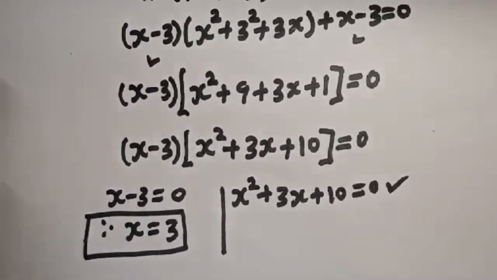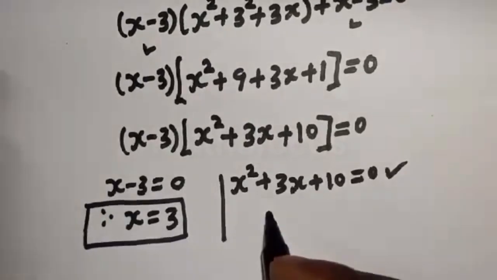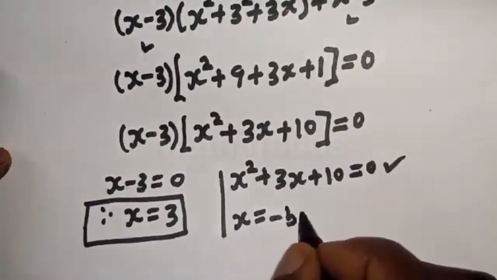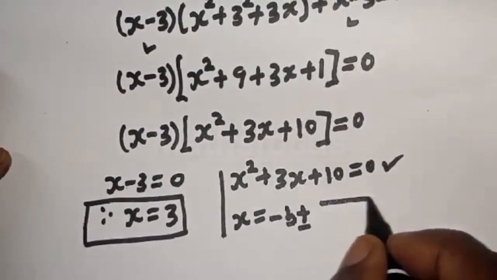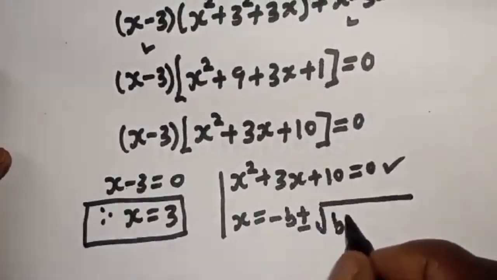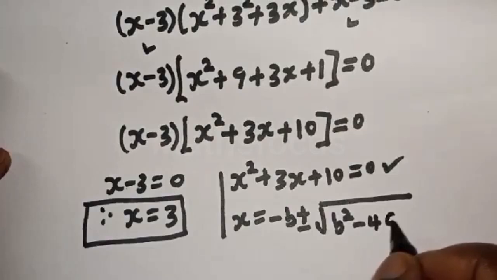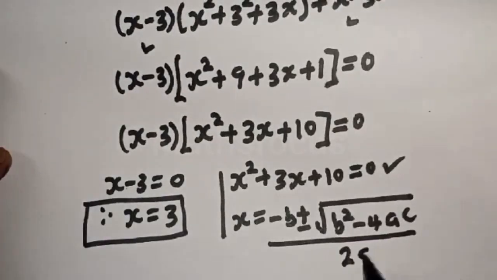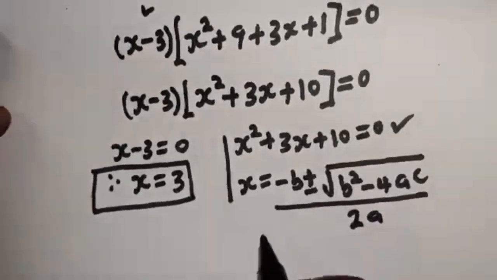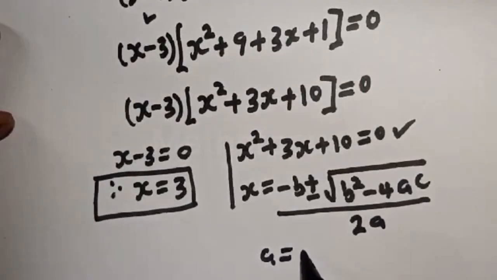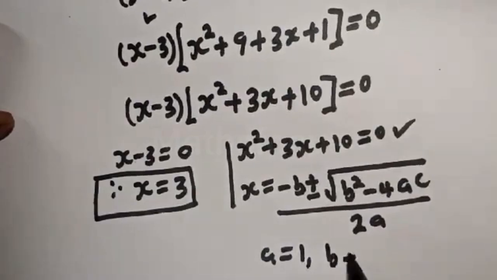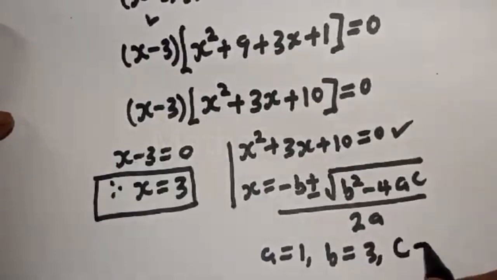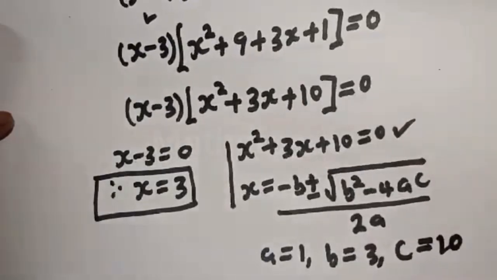This is a quadratic equation which can be solved using the quadratic general formula. And this is giving us s is equal to minus b plus or minus square root of b square minus 4ac over 2a, where a is equal to 1, b is equal to 3, and c is equal to 10.